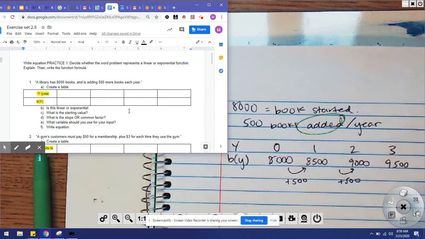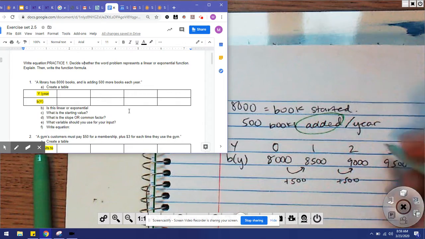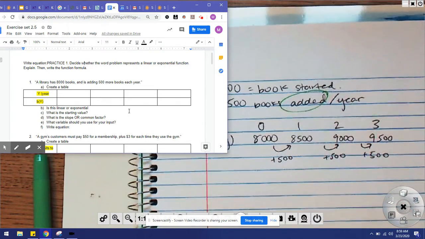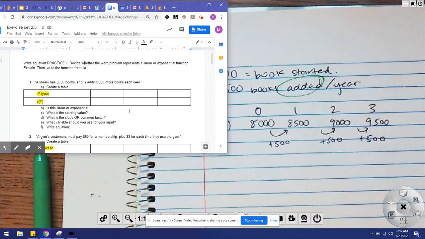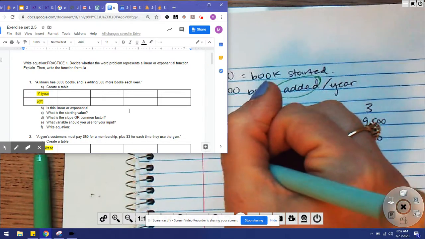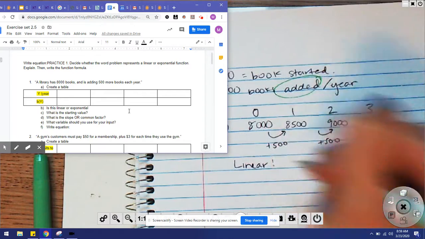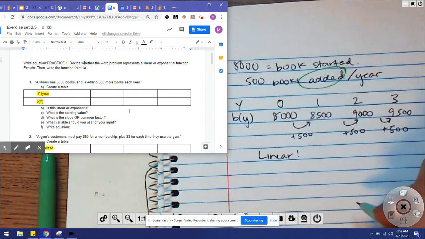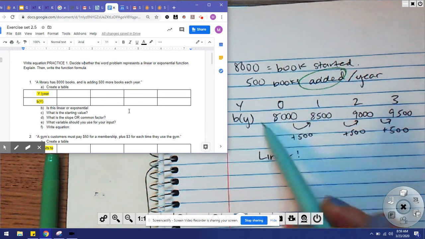I'm starting to notice that there's a pattern here of repeated addition. So is this going to be linear or exponential? It's going to be linear. My starting value is 8,000.